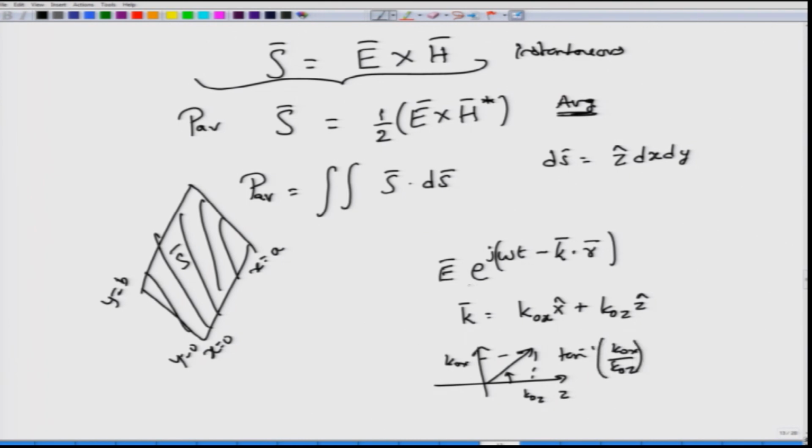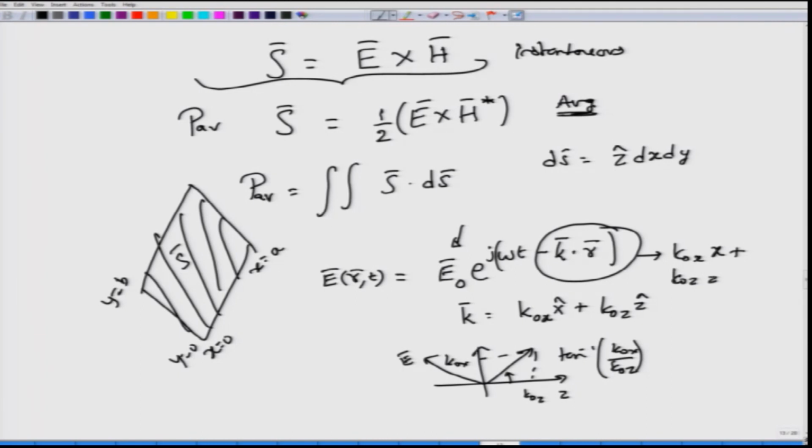And the electric field, which is now a function of r and t, is given by its vector, which is dependent on this direction. So, the electric field could be directed this way, this is the electric field direction, and then in terms of the phase it would be k dot r. Of course, in this case r is equal to x x hat plus y y hat, and you will see that k dot r will turn out to be k0x x plus k0z z, indicating that the wave is propagating in the x and z plane.